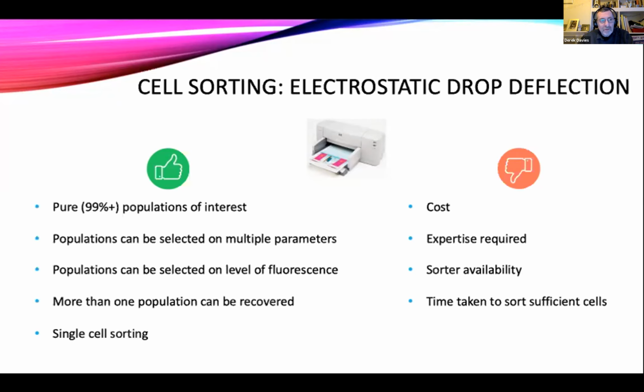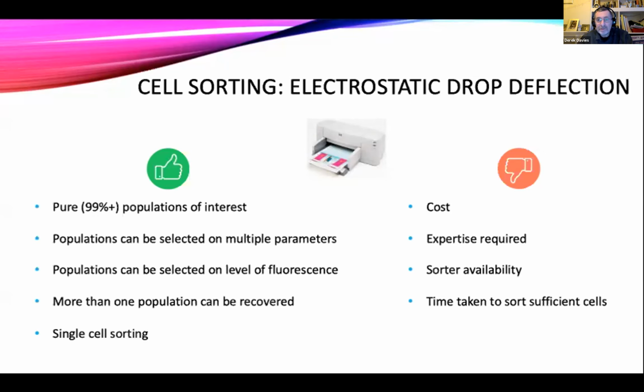And one of the growth industries in cell sorting, certainly what we've seen at the Crick in recent years, has been single cell sorting. And that goes hand in hand, of course, with the rise of single cell genomics. So we do a lot more of that into 96 or 384 well plates. There are a few slight downsides, I suppose, of cell sorting.